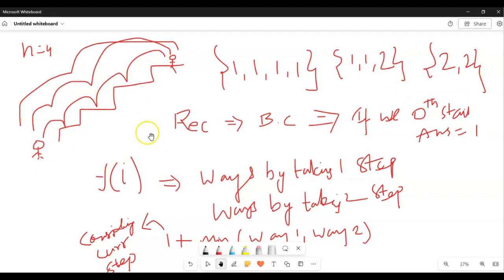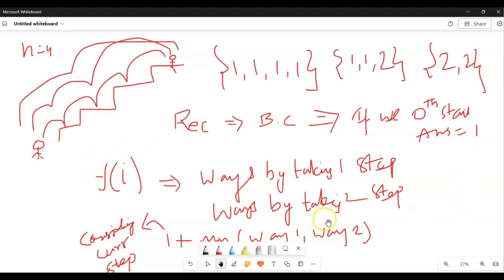So it's a pretty straightforward classical dynamic programming problem. Here the brute force approach would be to use recursion, and we need to try all possible paths from bottom to the top. Since we are using recursion, there would be a base case, and here the base case would be if we reach the 0th step, there could be only one way of reaching that particular step, so we return 1.